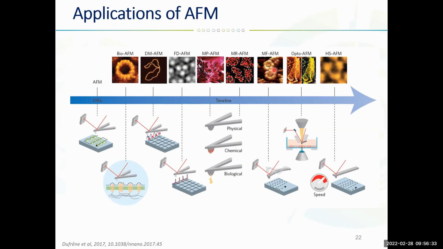MF-AFM is multi-frequency AFM. It contours the sample while oscillating the cantilever tip at multiple frequencies. And that's how it maps various physical parameters. And it's quite similar to optical imaging AFM, or opto-AFM, for imaging complex biological systems.